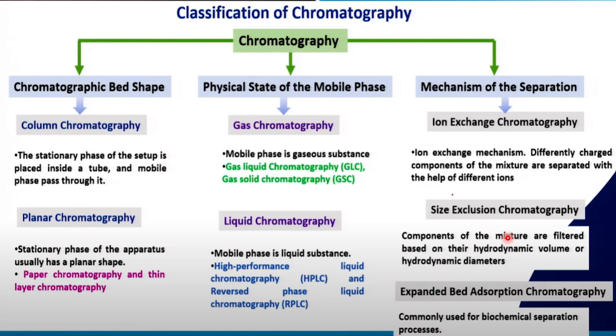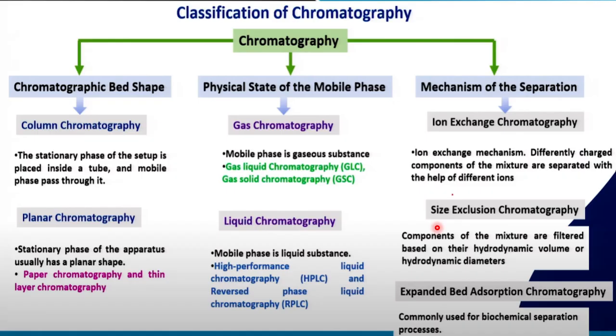So in chromatography bed shape, once again, the stationary phase of the setup is placed inside a tube, and that tube length may be different, and based on that the column length is also different, and the mobile phase passes through the column. In planar chromatography, the stationary phase of the apparatus usually has a planar shape. So in the case of a column, it is cylindrical, but in planar chromatography, it is planar in shape. And on that shape, the stationary phase is in the solid state.